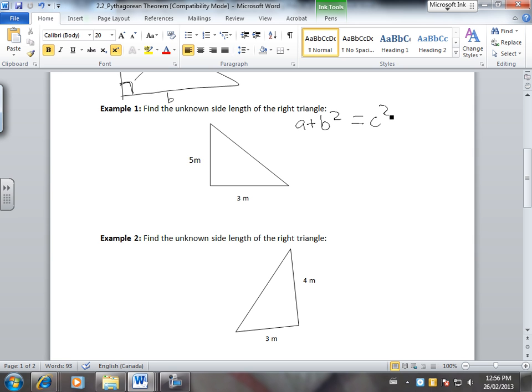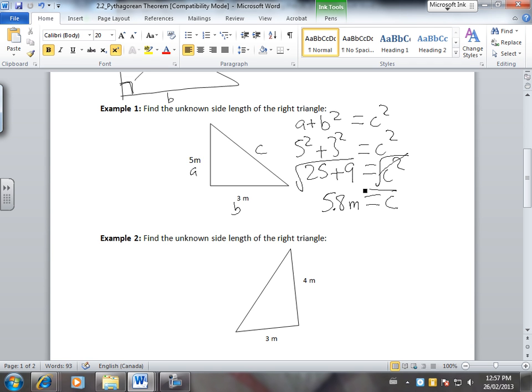a squared plus b squared equals c squared. So in this case we have a and b and we're looking for c. So 5 squared plus 3 squared equals c squared. So that'd be 25 plus 9 equals c squared. And then we square root both, so we cancel that out and we get c. And the square root of 25 plus 9 is 5.8 meters. So c equals 5.8 meters.